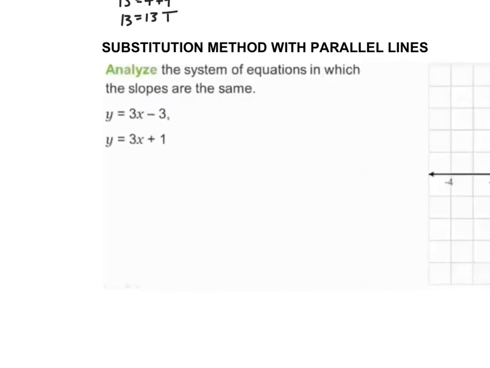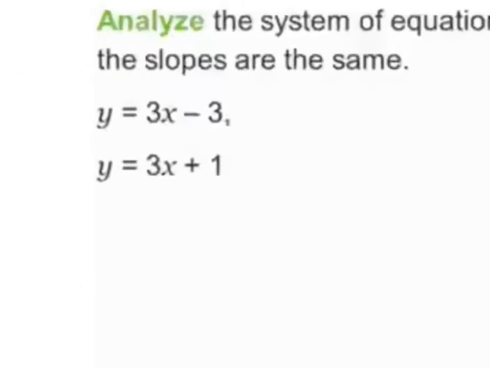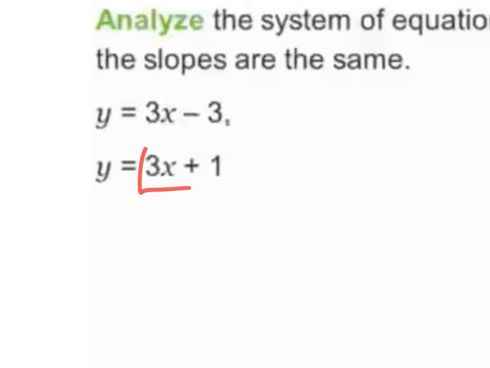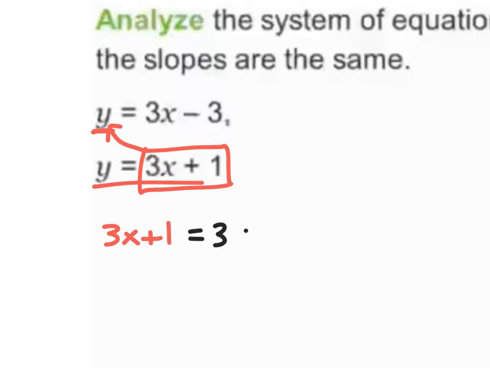Now I'm going to do substitution here, and I'm going to do what I had done before. I'm going to take my bottom equation and substitute that into the y value of my top equation. So I'm going to rewrite y up here with what it's equal to down here. So I'm going to write 3x plus 1 is equal to 3x minus 3. Now I'm going to solve this equation for x, just like in the other problem.